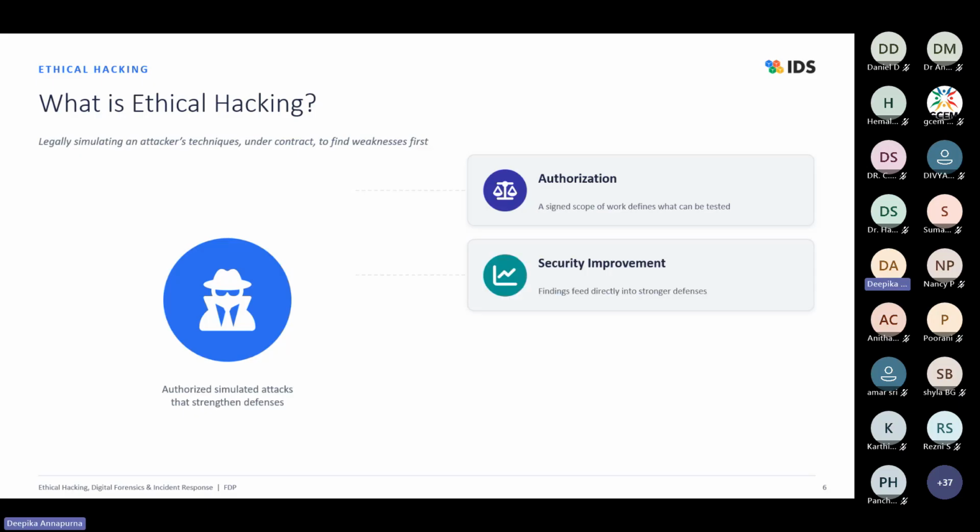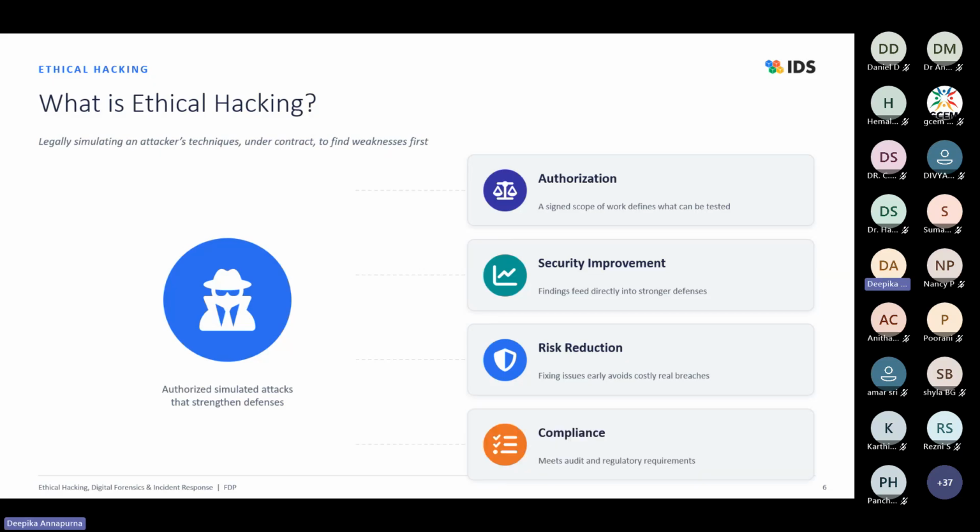so why is an ethical hacker recruited? For security improvement. Before any attack happens to the system, the ethical hacker will try to find the vulnerabilities inside the system, prove them, and report them to the organization so that the organization will remediate the issues and finally improve the security of the system. This way the risk will be reduced. Okay. So it will meet the audit and regulatory requirements.